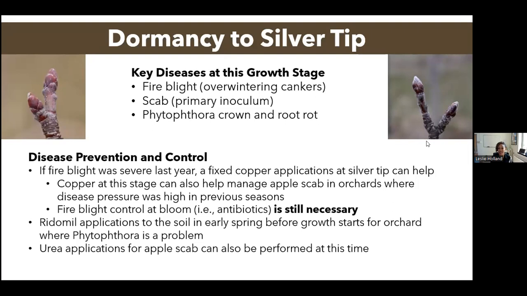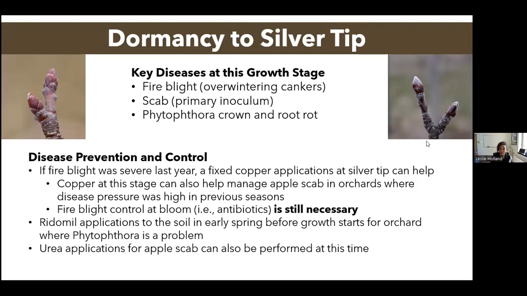The key diseases you're going to be worrying about at this growth stage are going to be fire blight, so oftentimes those overwintering cankers; scab, that primary inoculum specifically; and then Phytophthora crown and root rot, if this is an issue in your particular area, really based on the soils that you're growing on.